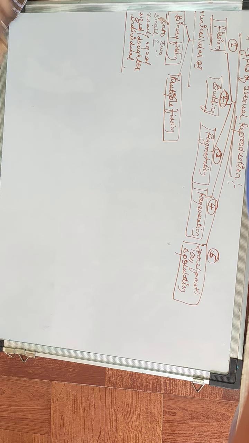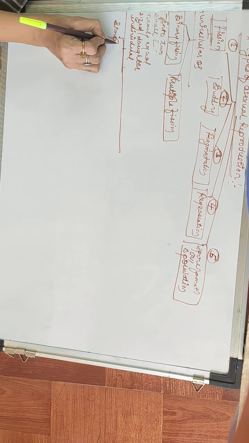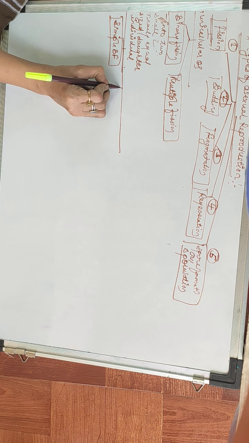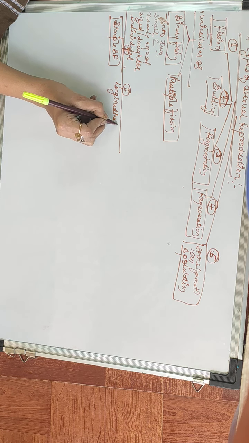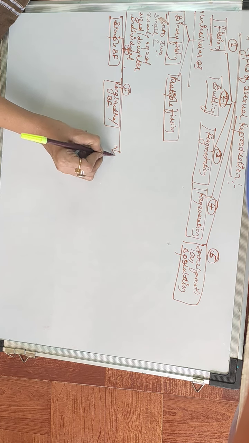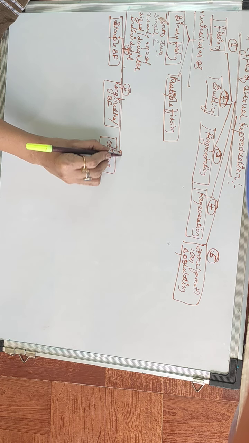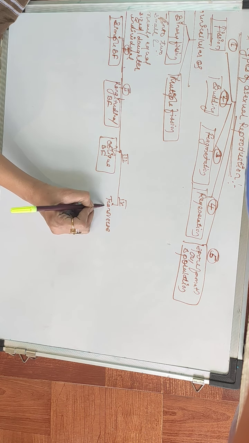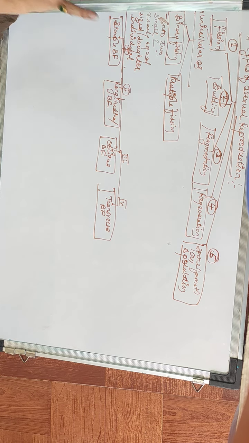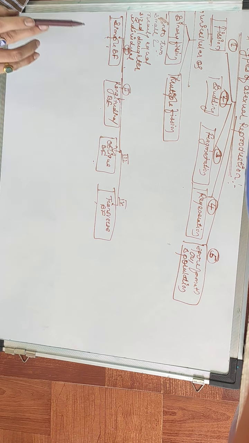But this binary fission is again divided into four types. First is called simple binary fission, second is called longitudinal binary fission, third is called oblique binary fission, and fourth is called transverse binary fission. So we know what binary fission is, and now it is divided into four types: simple, longitudinal, oblique, and transverse.